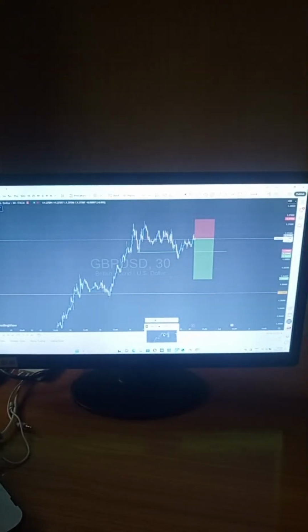GBP USD. Let's check the SL, guys. SL 1.37724. All right, guys, let's see how Monday looks. Let's see what Monday is going to give us.